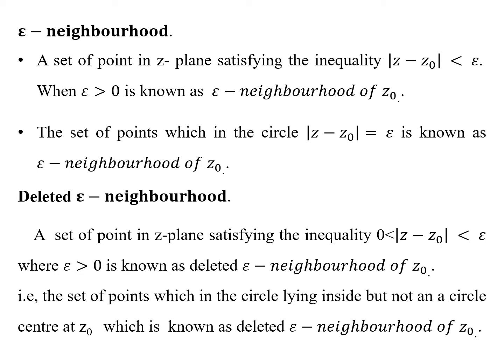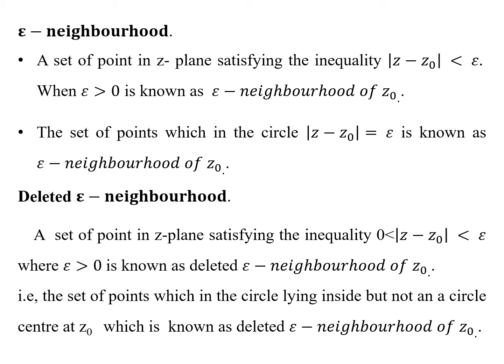So first definition. What is epsilon neighborhood? A set of points in a z plane satisfying the inequality mod z minus z naught is less than epsilon, where epsilon is greater than 0, is known as epsilon neighborhood of z naught, or otherwise the set of points in the circle mod z minus z naught equal to epsilon is known as epsilon neighborhood of z naught.